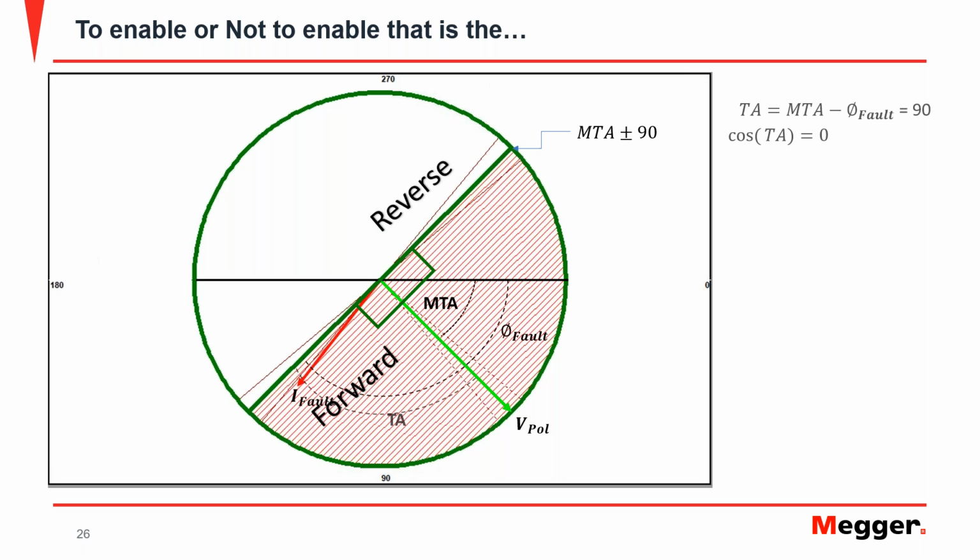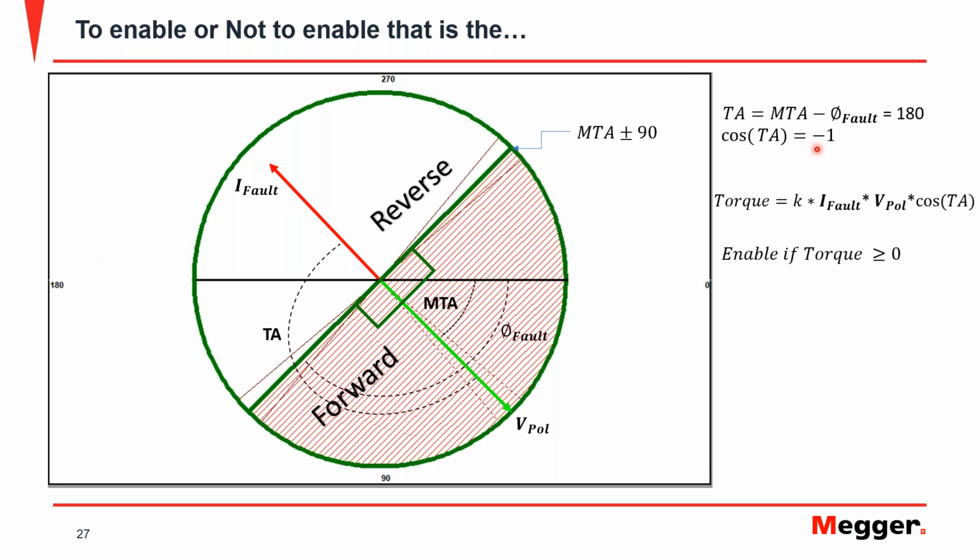In this other example, here, I have placed the fault current at 90 degrees square with the polarizing voltage. What that means is that the difference between them is, well, 90, and the cosine is 0. And of course, we could have positioned the current anywhere in the plane. I'm just using the extreme cases. But we could have the fault current at 180 degrees, in which case the cosine of the angle difference between the polarizing and the fault magnitudes is -1.